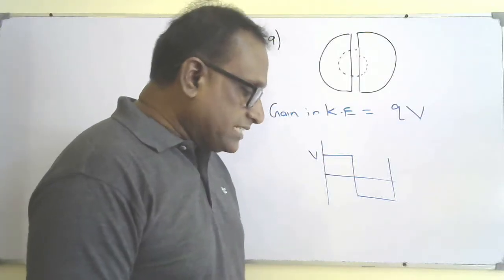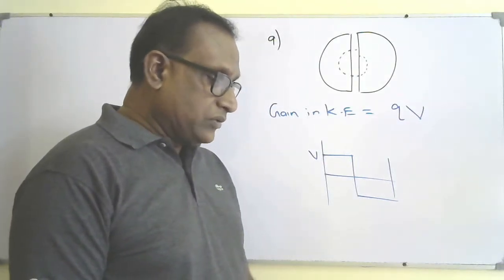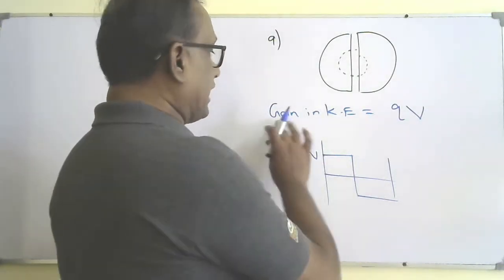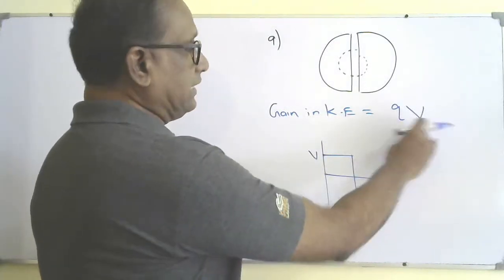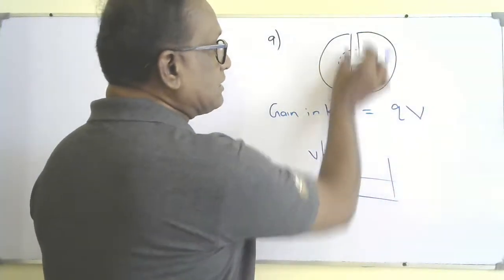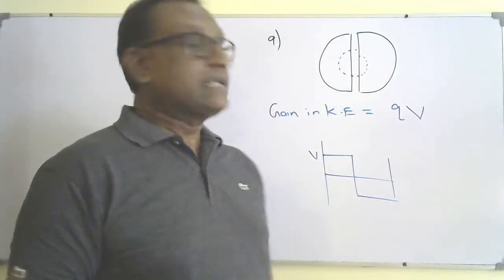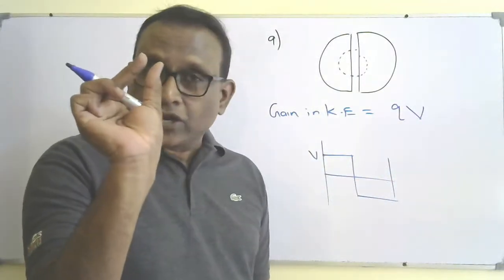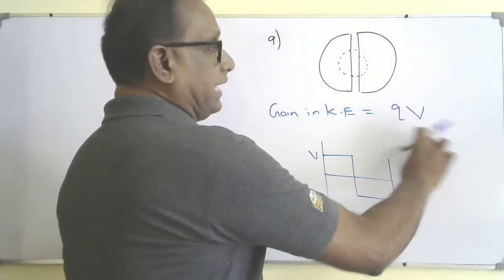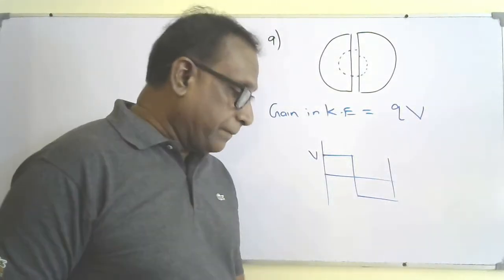So here the first one, increasing the distance between the Ds. It has no effect. So you can see the gain in kinetic energy equals QV. So it does not depend on the distance between the Ds. It can sometimes give trouble in the time period, but here normally we keep a very narrow distance. So QV does not depend on the D.